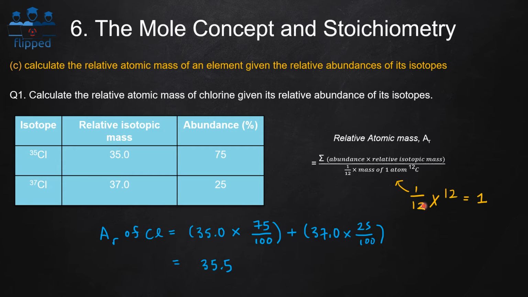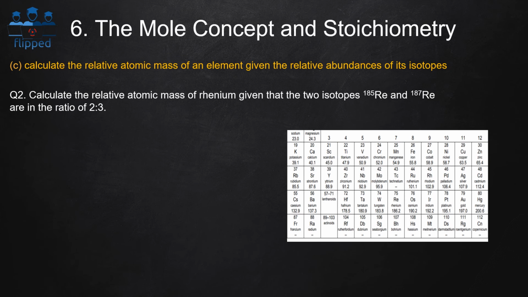So this is the best way to get a good average of their different masses. And this will work out to 35.5. This is the second question. Calculate the relative atomic mass of rhenium given that the two isotopes 185 Re and 187 Re are in the ratio of 2:3.